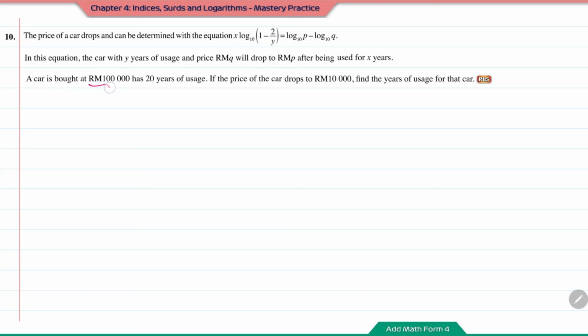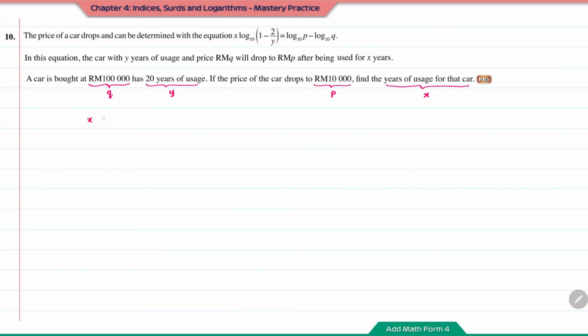So first, this RM 100,000, this one is the RMQ, so the initial price. This 20 years of usage is referred to the year Y, and the price dropped to RM 10,000, this one is the RMP. So the years usage for the car, this one is referred to the X. So now we're going to substitute all the informations into the equations given.